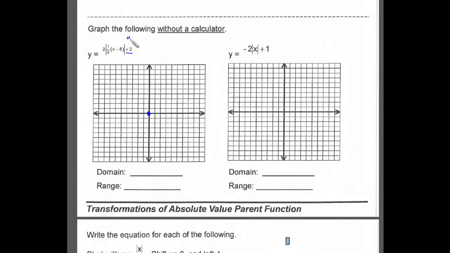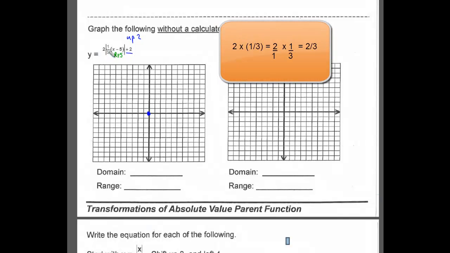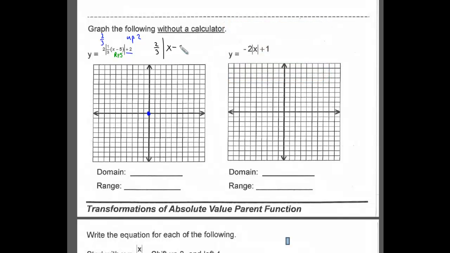This is vertical movement up 2. I know this is moving right 5 units. And what I'm about to tell you is really nice. This 2 and 1/3 is the same thing as 2/3. So what I have is actually 2/3 times the absolute value of x minus 5 plus 2.